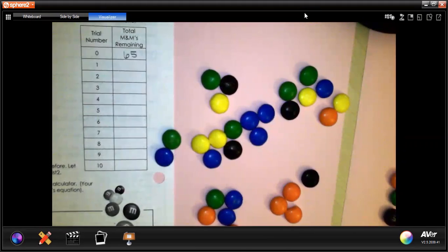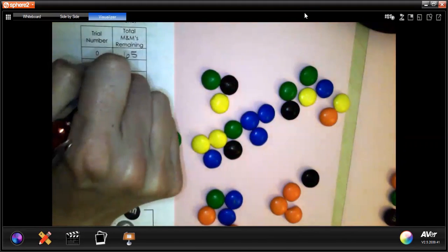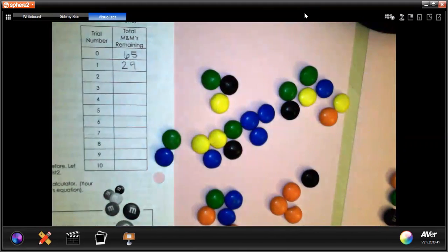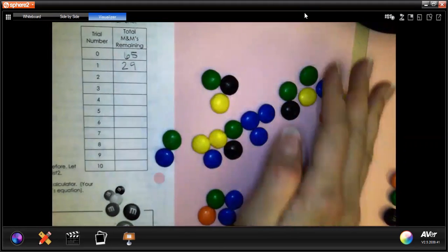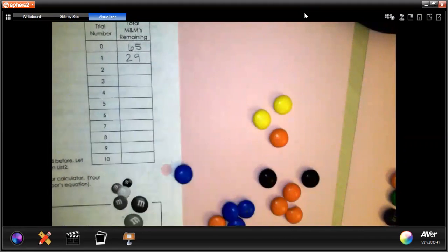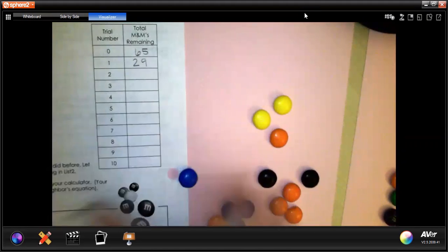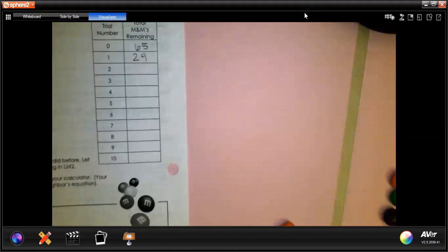All right, so we're going to take away those 36. So now we only have 29 on this next roll. So I'm going to take those 29 and put them back in the cup. We're going to roll them, and we're going to remove the ones that have the M again. And I'm going to keep doing that as I move on with the different trials.